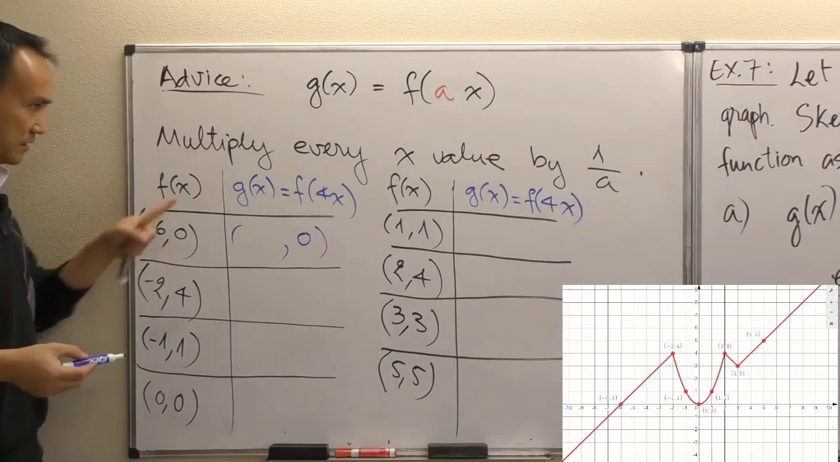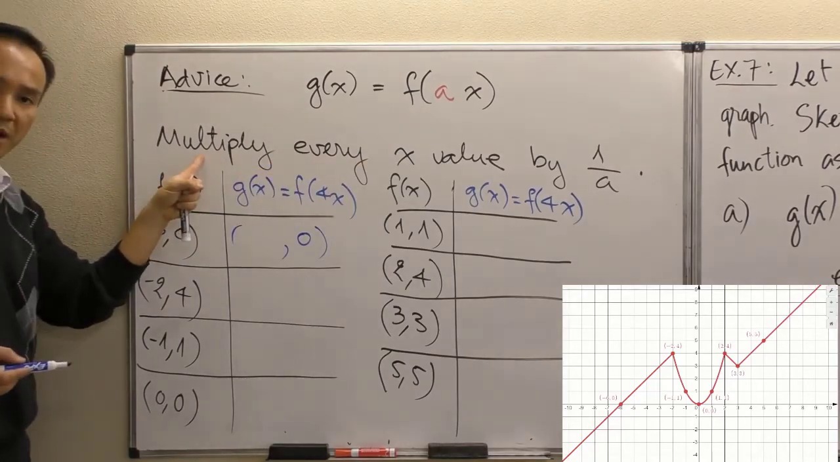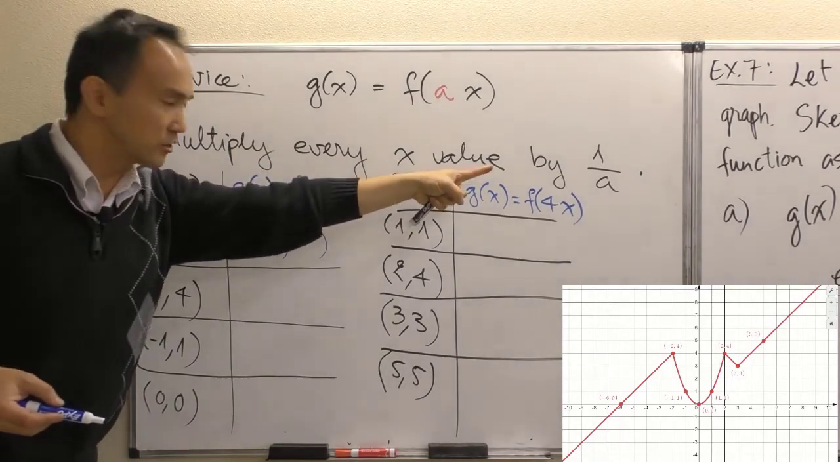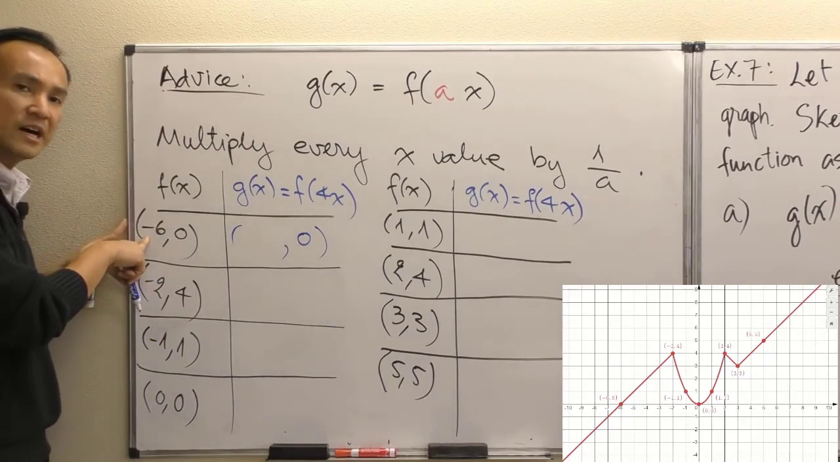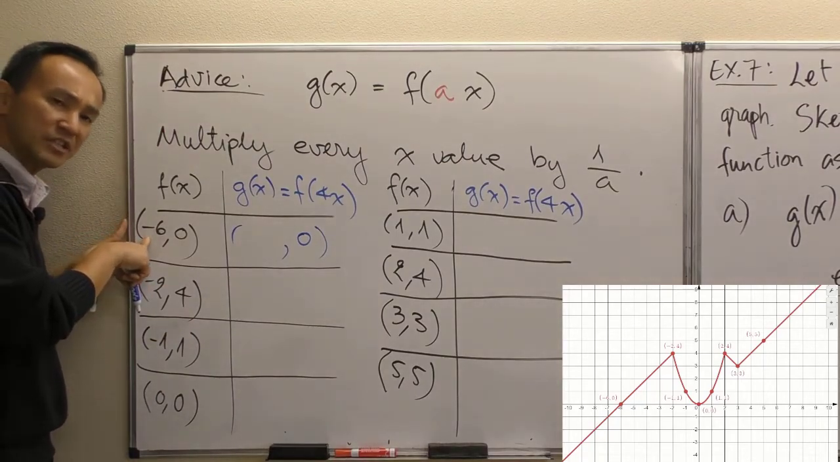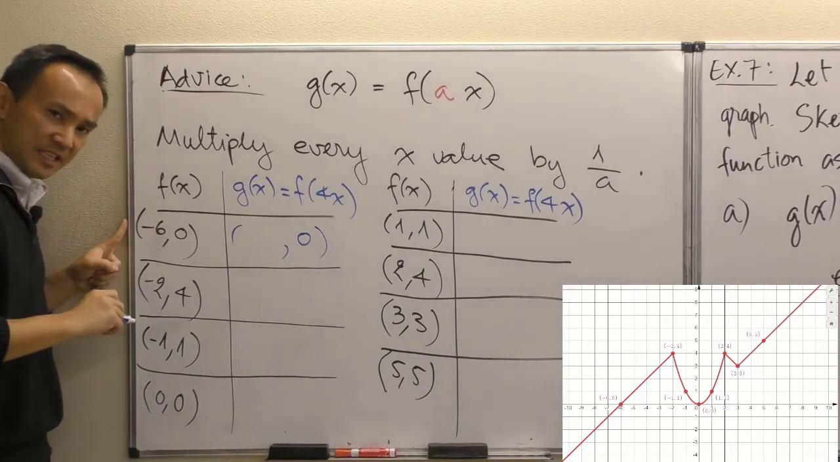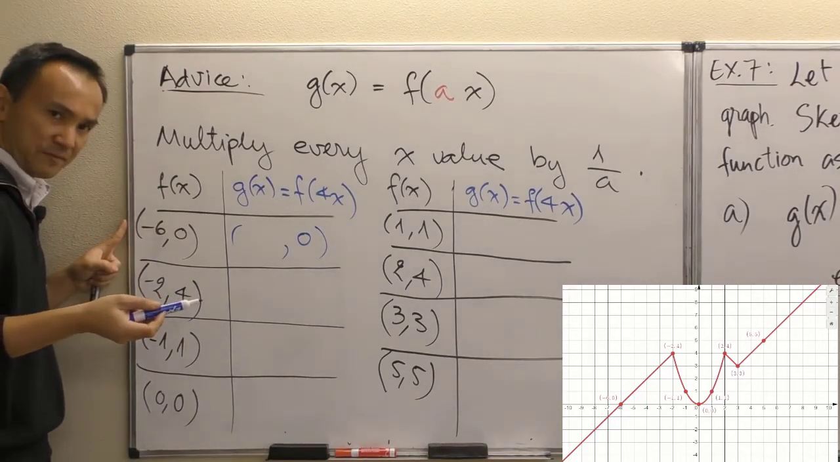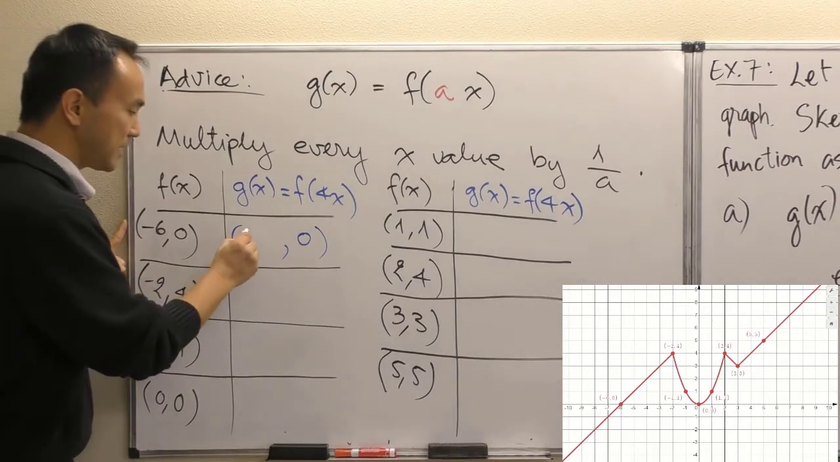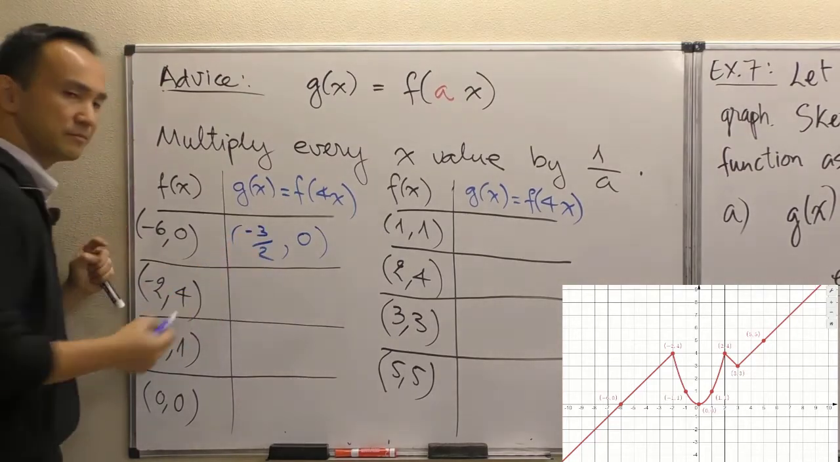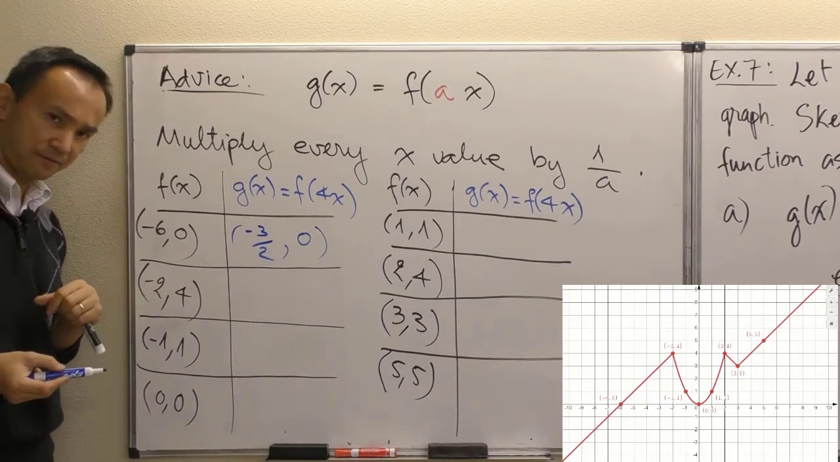Okay, but the x value must be multiplied by 1 over a. So this is 1/4. So 1/4 times -6 gives me -6/4, which reduces down to -3/2, or -1.5 right there.